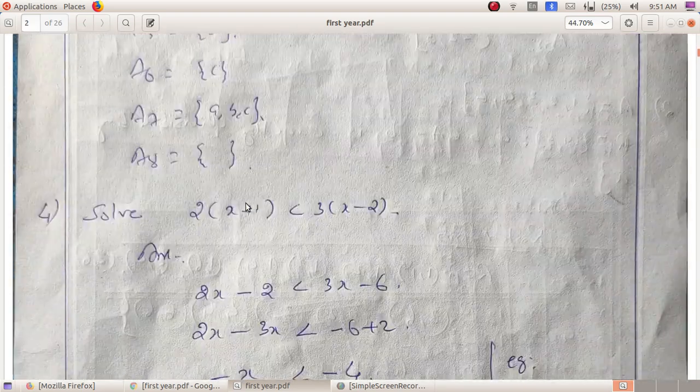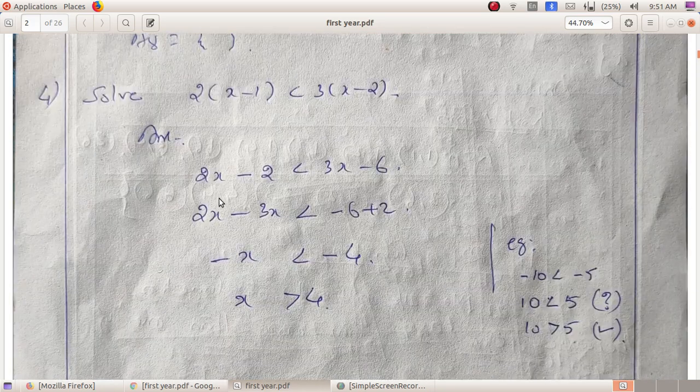Very simple. Solve the question 2 into x minus 1 less than 3 into x minus 2. Let's expand: 2 into x is 2x, minus 2 into 1, 2, less than 3 into x is 3x, minus 3 into 2, 6. Then this 3x goes to the left: 2x minus 3x, minus x, less than minus 4. Then removing these two negative signs, x greater than 4.